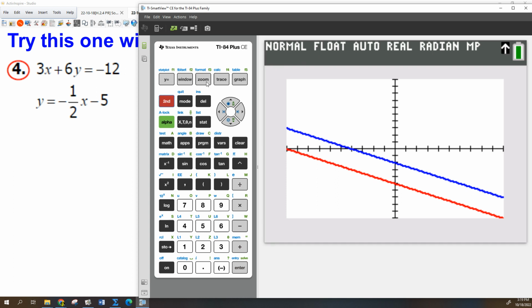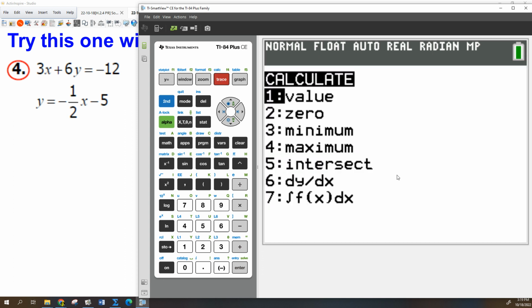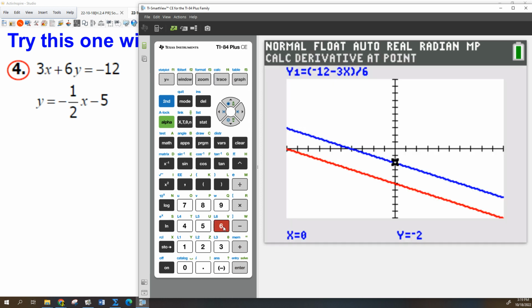If I go back to the calculate menu, second calc, none of these look like slope, but number 6 means slope. That's our calculus way of saying slope, dy/dx. Think of it like delta y over delta x, change in y over change in x. So if I want the slope of those lines, I can type 6. The first line is y1, so I hit enter, and look what it tells me. dy/dx equals negative 0.5. That's the slope of the blue line.